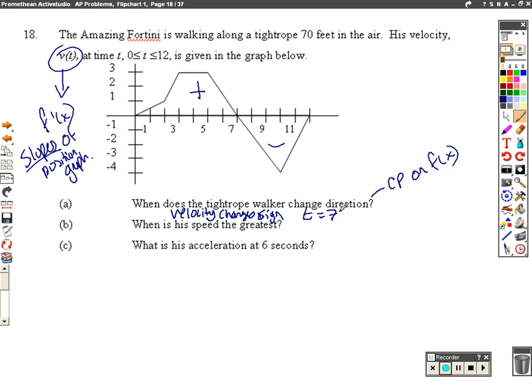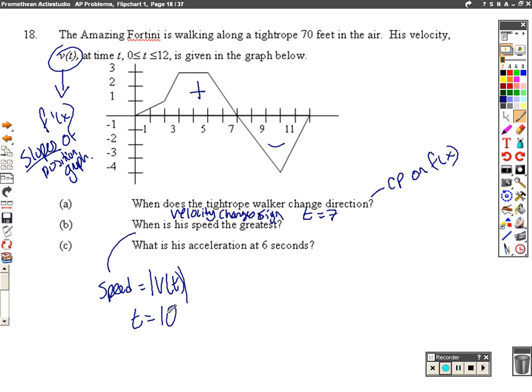When is his speed the greatest? Well, speed is actually the absolute value of velocity. So it's everything about velocity except the sign. We don't really care about the sign of it, we really just care about the number part. So I see up here we have the biggest velocity has a value of 3, and down here the biggest velocity has a value of -4. If I took the absolute value of -4, that would be bigger. And so that's going to occur when t equals about 10.